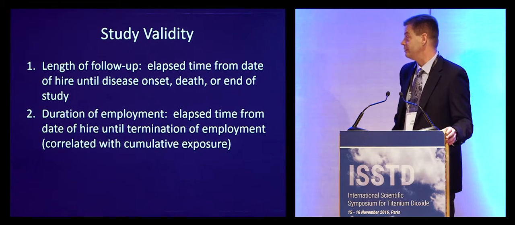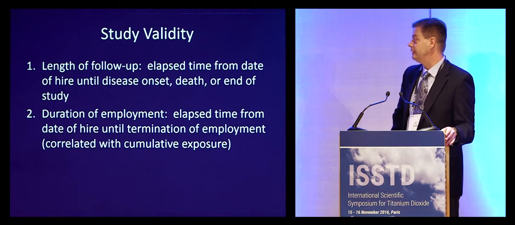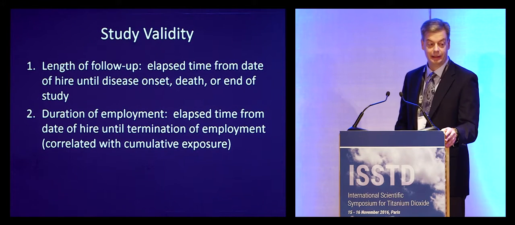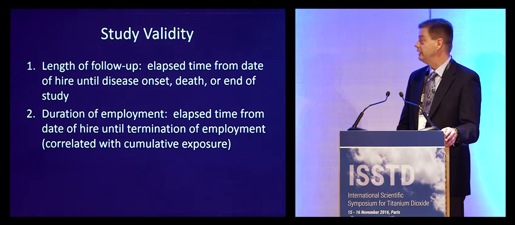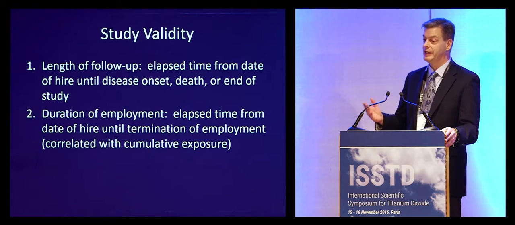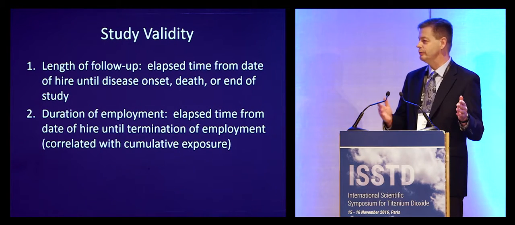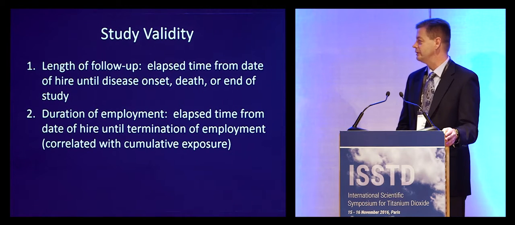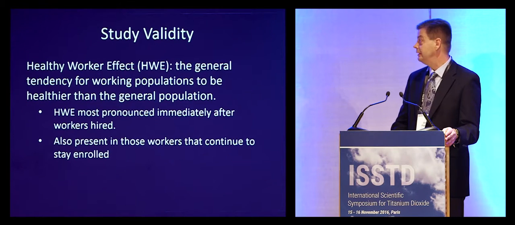The next couple slides are some issues to consider when you look at study validity. One is the length of the follow-up, and in this one, it's the time from the date of hire until disease onset, death, or end of the study. For this, it's important to follow up your cohort members for the furthest amount of time you can. If you just follow them up until the end of their work experience, they experience something called the healthy worker effect, where you're only studying them while they're working, not beyond their work. I'll talk a little bit more about that. You also want to try to understand duration of employment, which is correlated with cumulative exposure. Again, this could be a problem with the healthy worker effect.